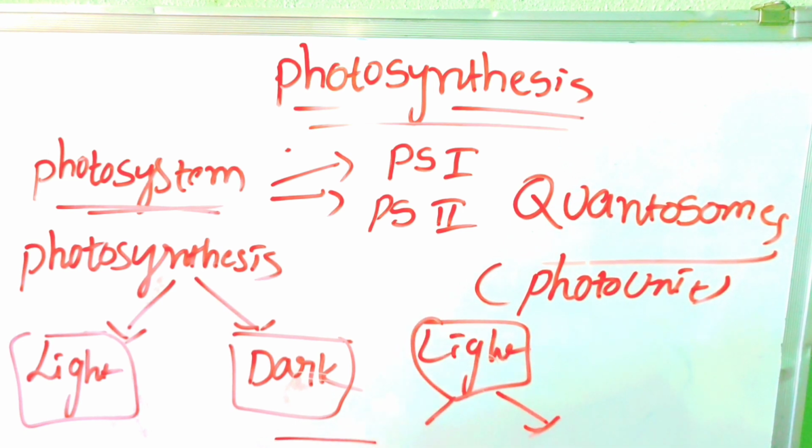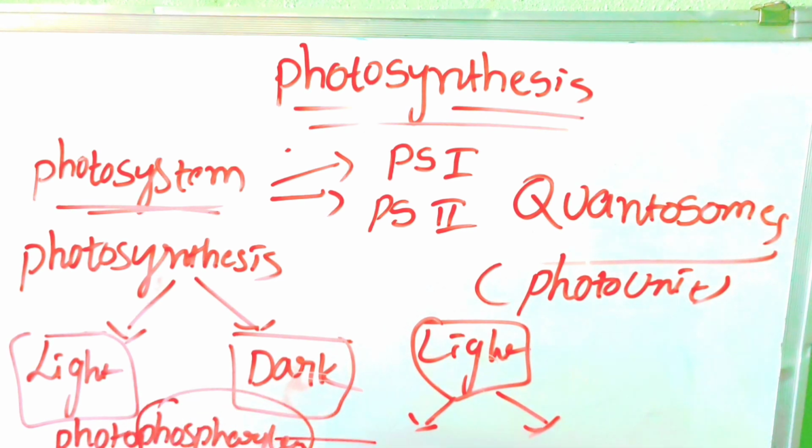The another name of the light reaction is called photophosphorylation. Photophosphorylation means the synthesis of phosphate during the light reaction. So another name of the light reaction is called photophosphorylation because it is the synthesis of ATP from ADP molecules.